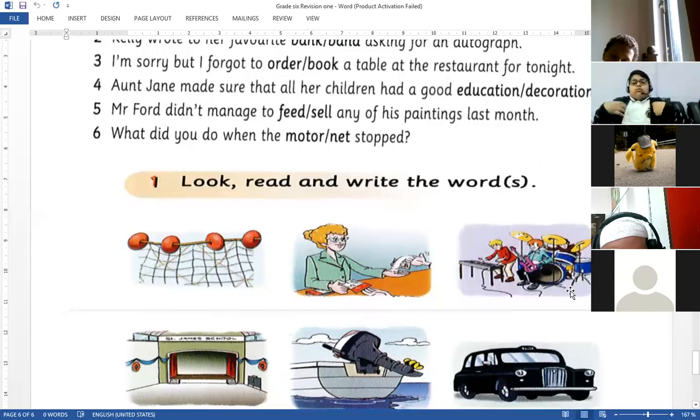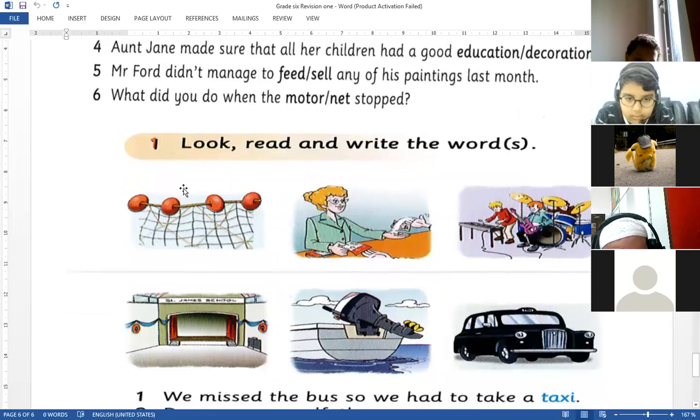Now, Asil again. Number one, Asil. What do we call this? A net. What does the woman do here? She sells tickets. And who are these?